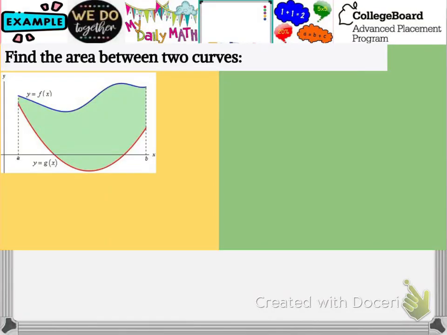Good evening, ladies. I promised I was going to create the video for finding the area between two curves using definite integral. So let's start first by understanding how to get the area.